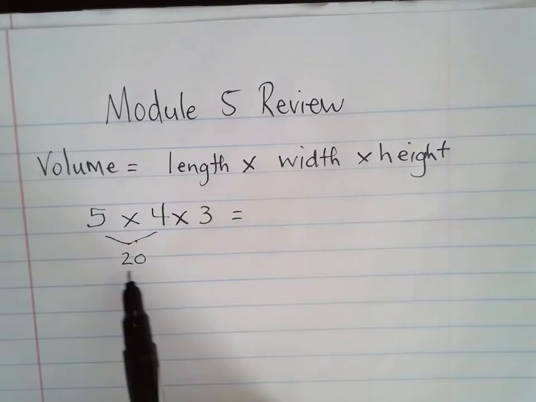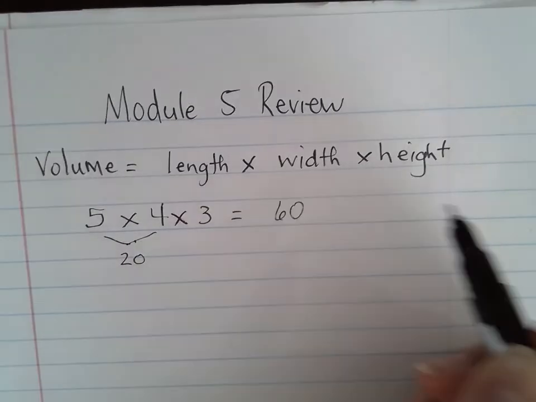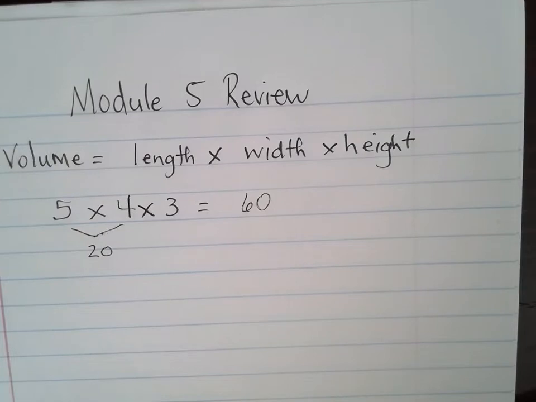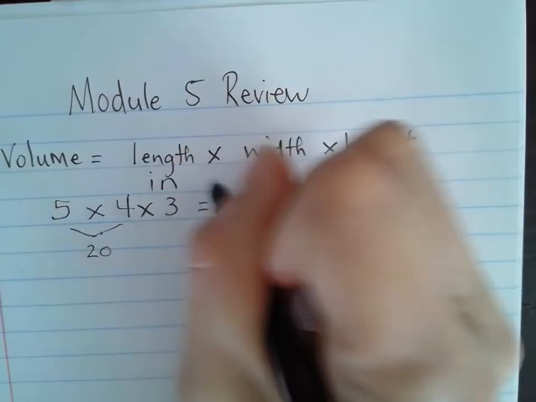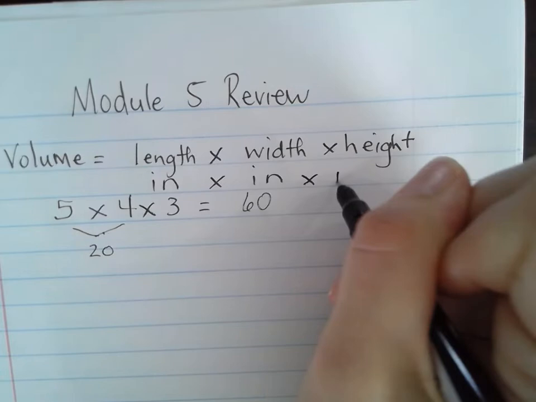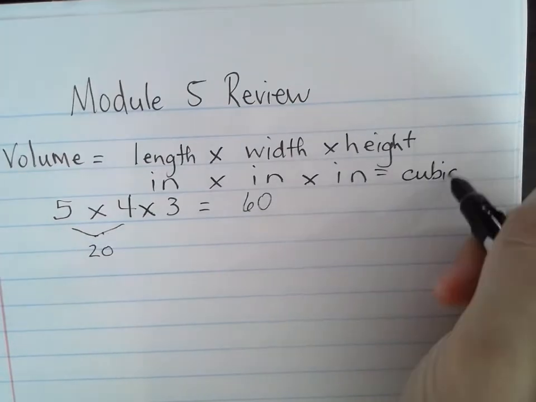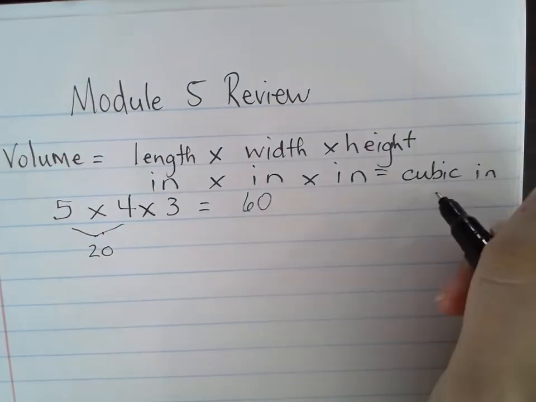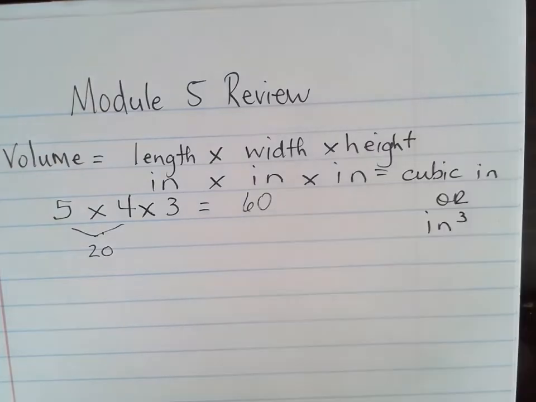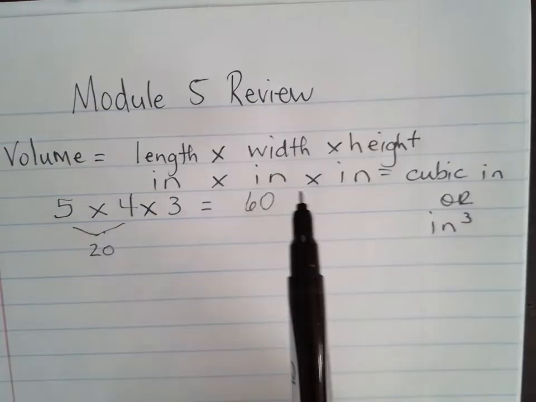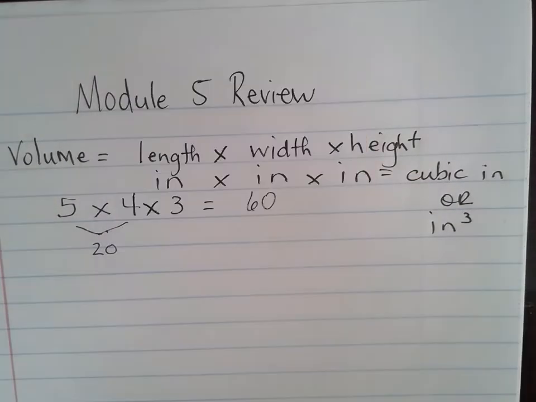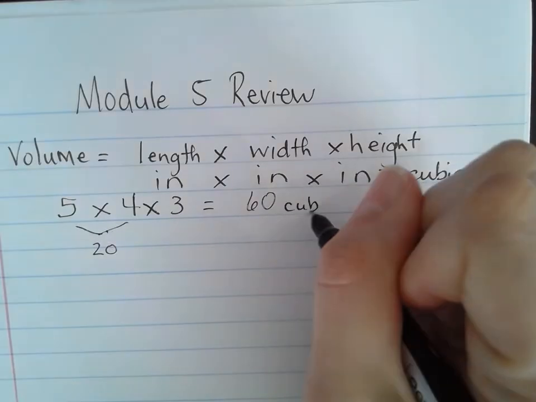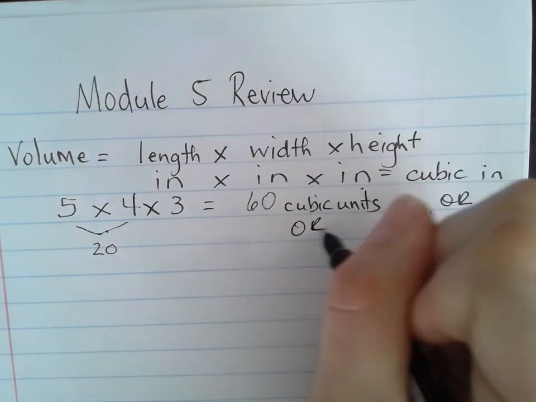And if you can remember, we talked about how if those were in inches or centimeters or yards, whatever that may be, we know that inch times inch times inch equals cubic inches, or you could write inches to the 3rd power. In this case, our prism that we saw didn't have any measurements on it, and so we would just say cubic units or 60 units cubed, okay?